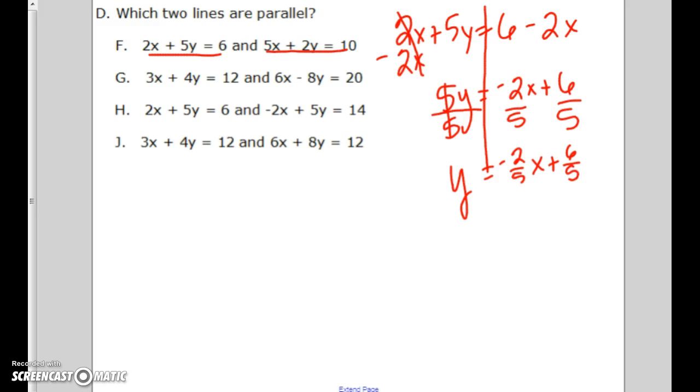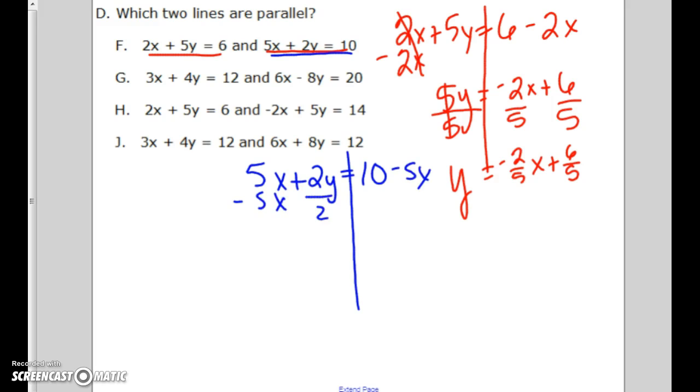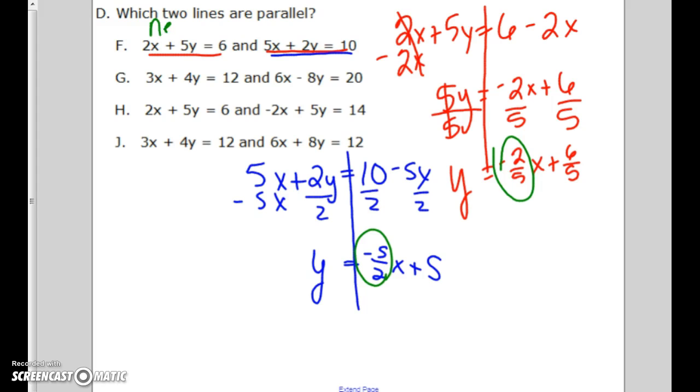And I would have to do the same thing with this second equation right here: 5x plus 2y equals 10. Subtract 5x from both sides. And then I would end up dividing by 2. So now I have y is equal to negative 5 over 2 x plus 5. And at that point, I can go back and look at their slopes. Do they have the same number? No. Are they opposite reciprocals? No, they're both negative. So on this one, it would be neither.